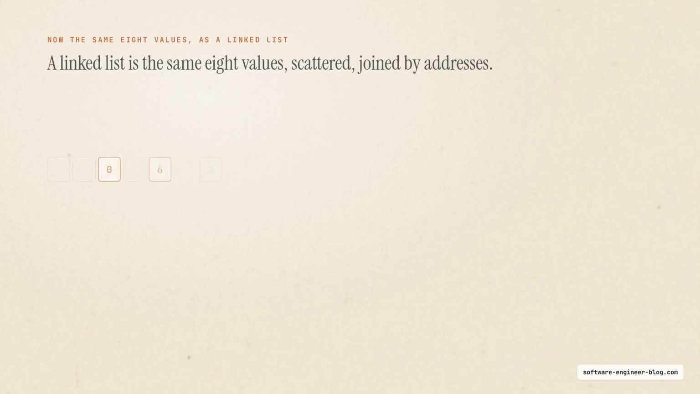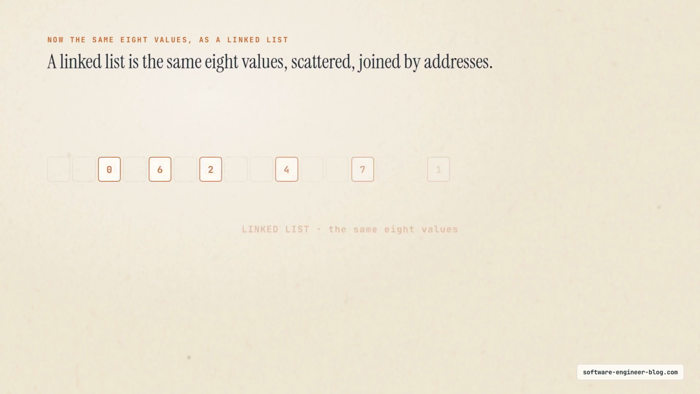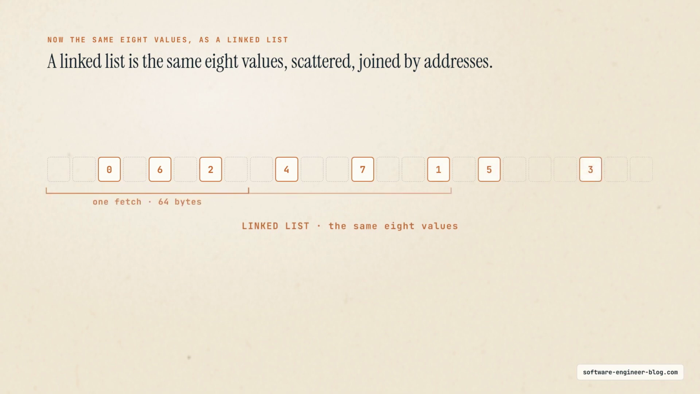So each one landed wherever there was room. Value 0 here, value 1 far over there, value 2 back here again. Each node holds the address of the next one, and those are the arrows. Every arrow means the same thing. Next. One hop, one direction. A singly linked list really does only point forwards.